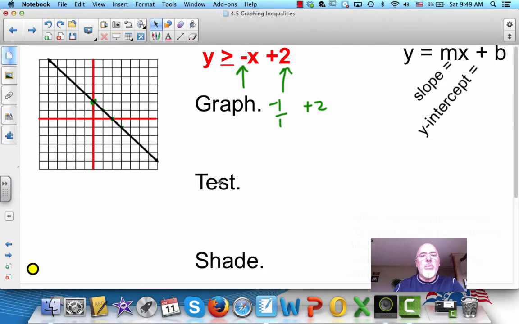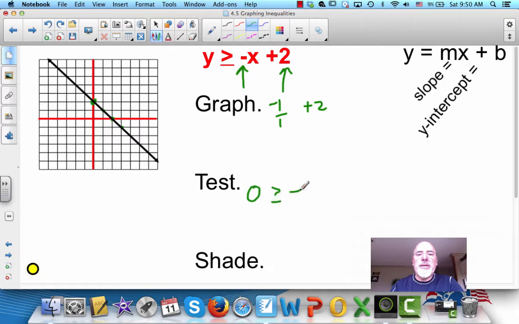And now the question is, test it to find out where we're going to shade. So we come over here and let's test 0, 0. So we go 0 for y is greater than or equal to negative 0 for x plus 2. 0 is greater than or equal to 2. And now, is that true? No. 0 is not greater than 2. So we come over here and we tested here. We know that we got an untrue statement, so that means we do not shade this side. We shade the other side to indicate that's where our solution is. Okay? Did you get the right answer?